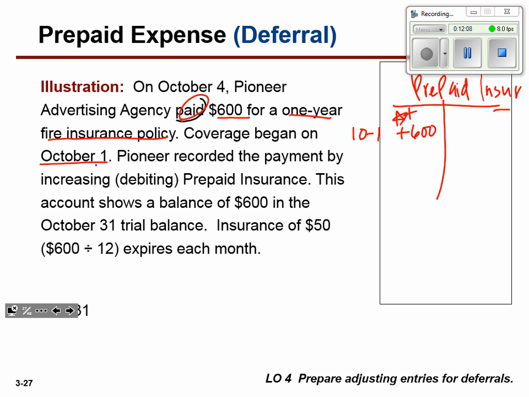Pioneer recorded the payment by debiting prepaid insurance. This account shows a balance of $600 on the trial balance. Well, of course it does, because we pulled that from the general ledger, but that's not the real story. Insurance of $50 expires each month. So the event that happened is a month went by. How did we get 50? We took our $600 insurance policy and divided it by 12 months to find out that as every month goes by, we are going to lose $50 in value.